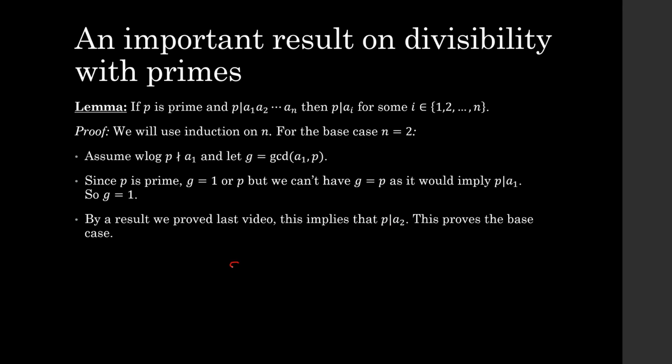Remember that if a divides bc, and the GCD of a and b equals 1, then we must have that a divides c. That's a result we proved last time, and we did that with Bezout's lemma. We can get back to that if you want. And so that is proving for us the base case, because we have p divides a2, and in the other case, that would just be p divides a1.